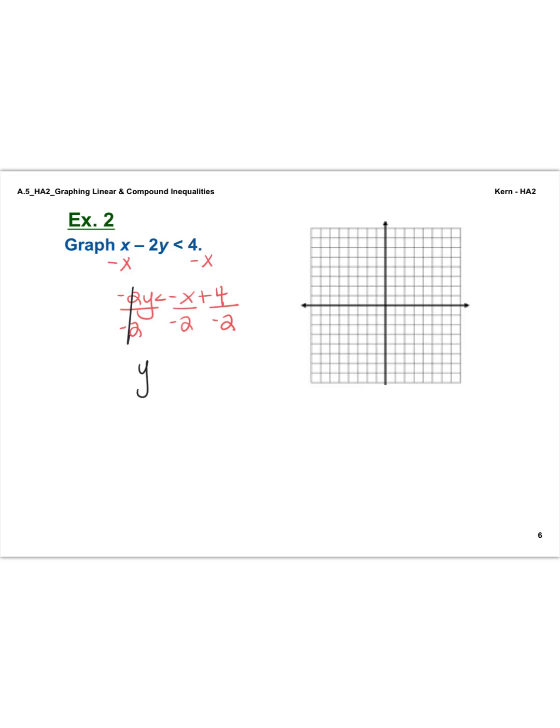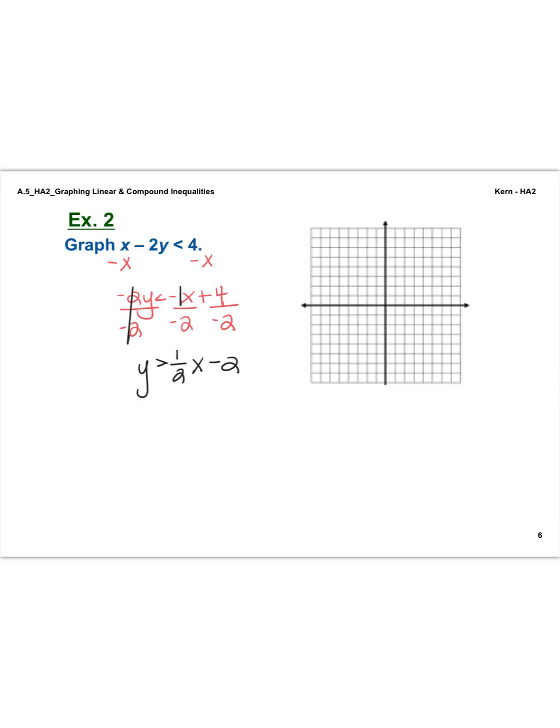I divided by a negative, so I have to flip the sign. Don't forget that. This has an imaginary 1 in front. So negative 1 divided by negative 2 is a positive 1/2. And then 4 divided by negative 2 is negative 2.